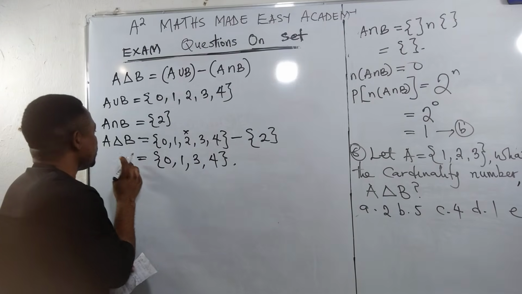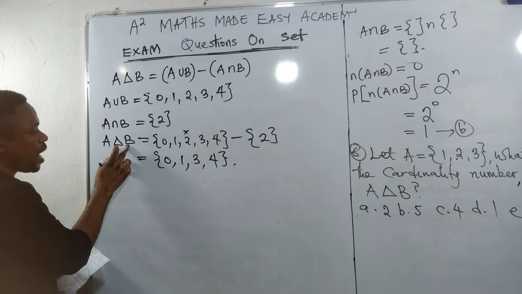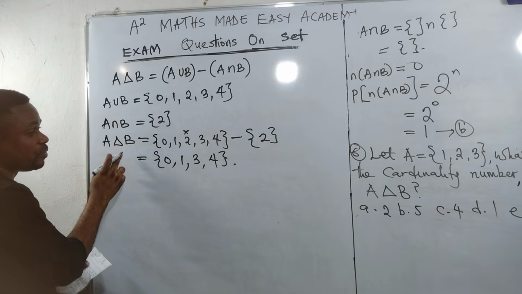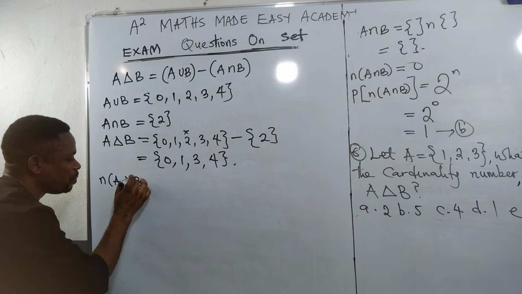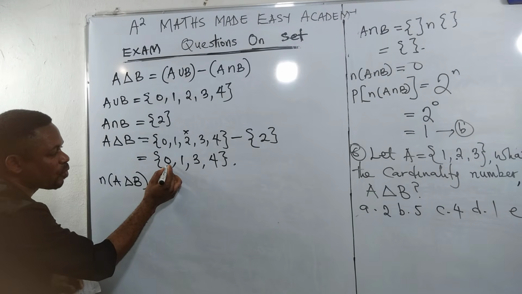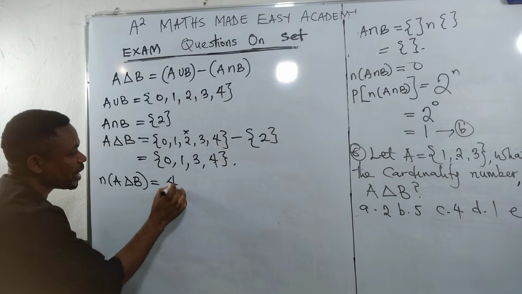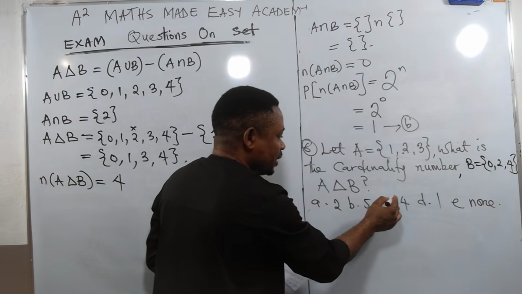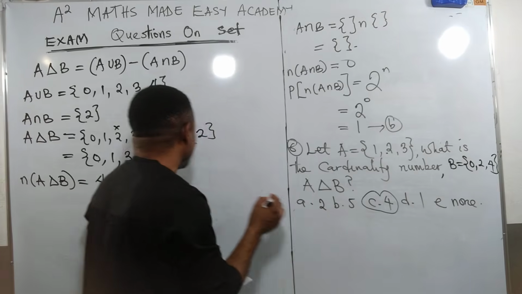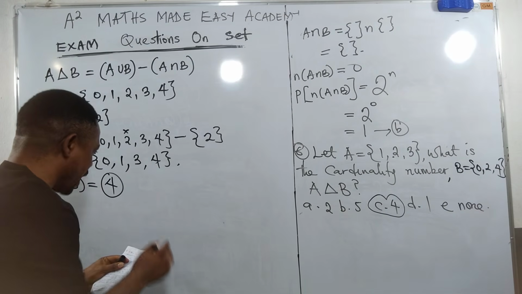Now this is what we mean by symmetric what? B. Are you with me? But what they need now is the cardinality of symmetric B. Oh yeah, let's count the number of items. 1, 2, 3, 4. So which means the correct answer here is 4. Is 4 in the option? Let us observe it. Yes, there is 4. Which means the correct answer in the option is option C. Are you with me now?